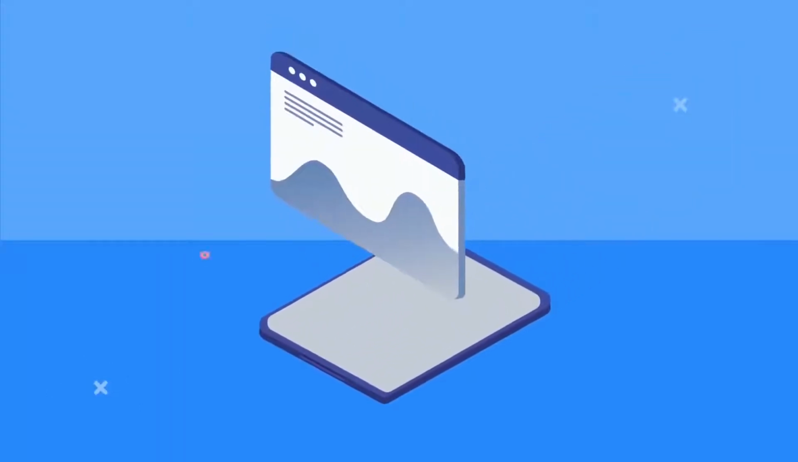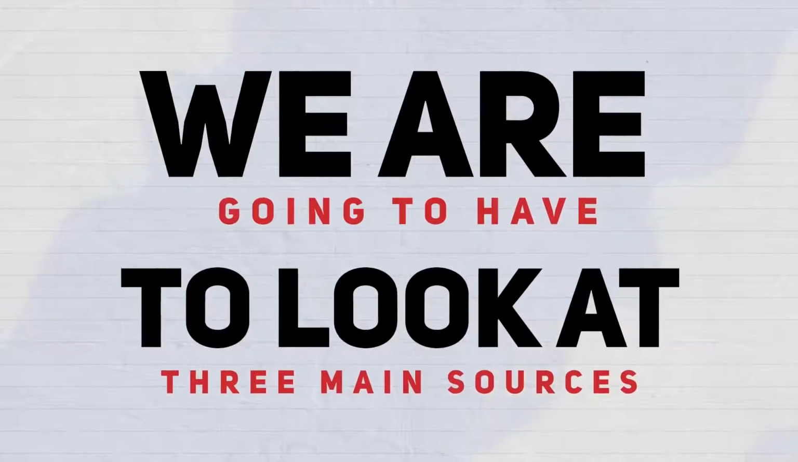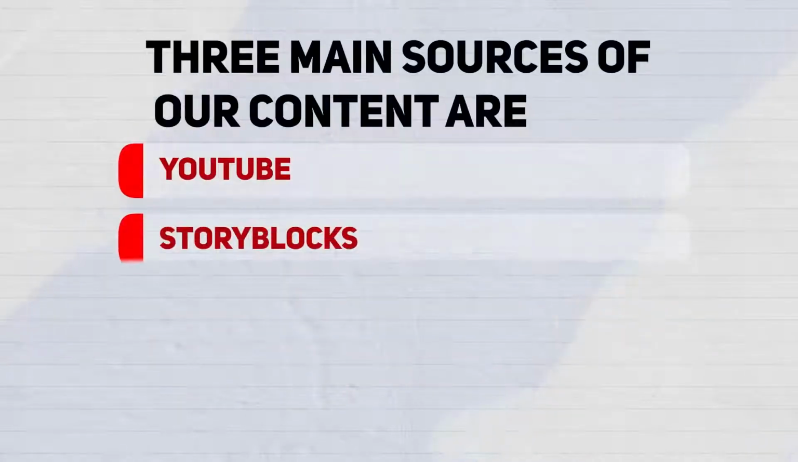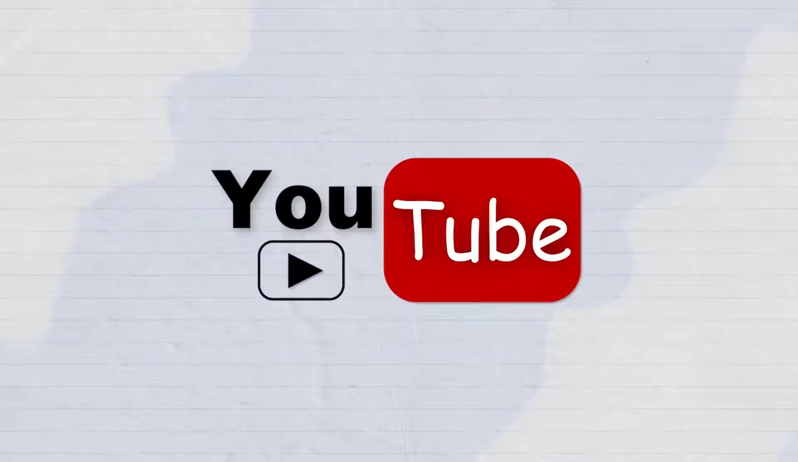Now, if we want to find content to re-upload, we are going to have to look at three main sources. Now, the three main sources of our content are YouTube, Storyblocks, and Pexels. We are going to start with YouTube.